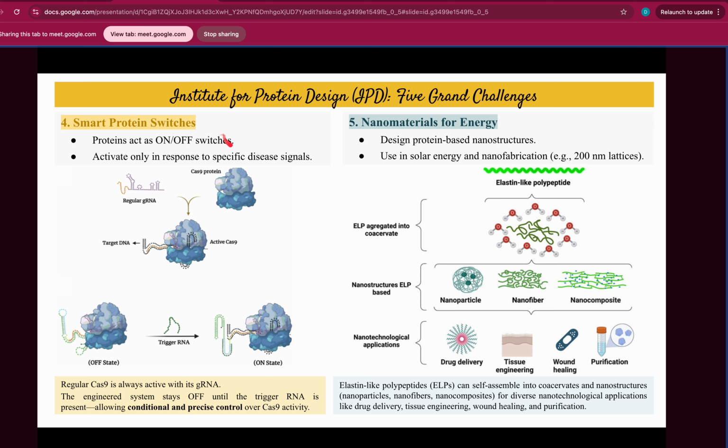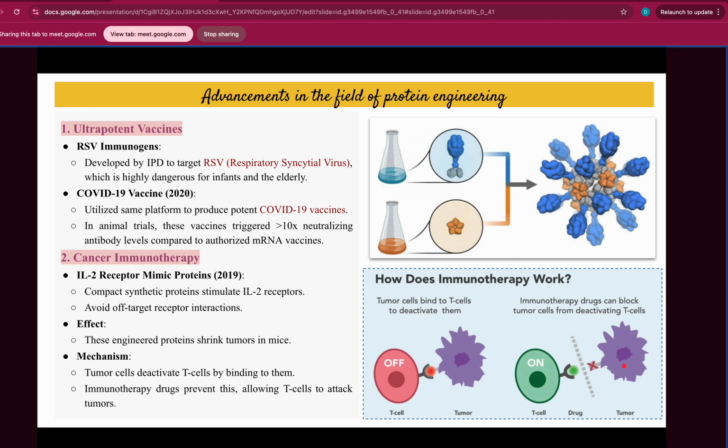These are also designed. Then nanomaterials for energy. So protein based nanomaterials could be designed, and they could be used in the solar energy or nanofabrication. So these are different applications of protein based nanomaterials. They can help in drug delivery, tissue engineering, wound healing, or purification. So these are some of the applications.